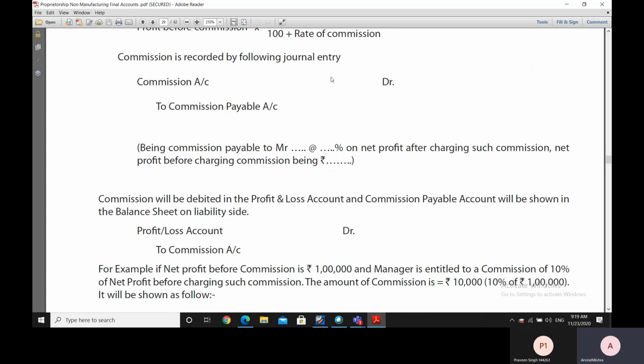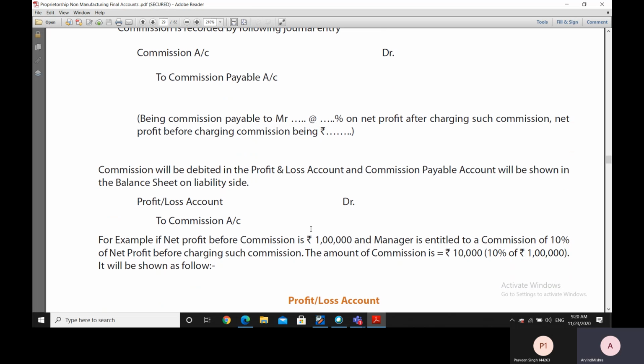So this commission which has been debited here, this will be debited in the profit and loss account ultimately. And to do that, we will credit this commission account and debit the profit and loss account, thereby transferring this commission account balance to the profit and loss account.